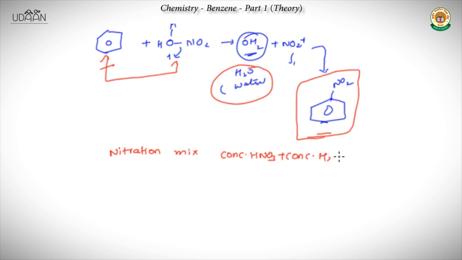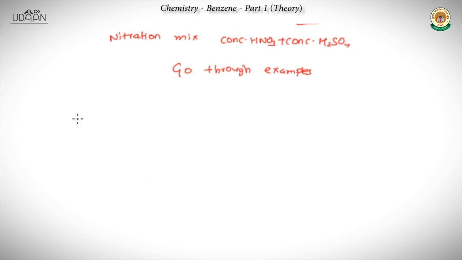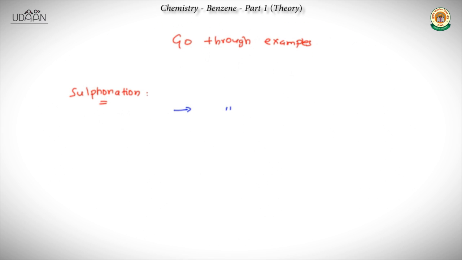Now how this occurs and what the mechanism is, we have dealt with in the examples part. You can go through that. Now I'll write it here: go through examples for it. Now the second one is sulfonation. This is also a very important reaction, and this is clearly given to you in your examples. You can have a look at them. We have dealt with that very clearly. You will understand it. And the next one is halogens.